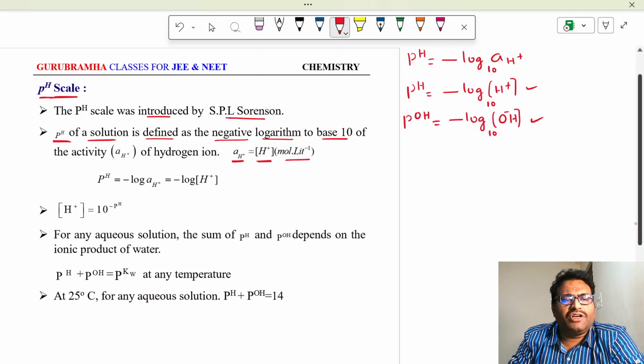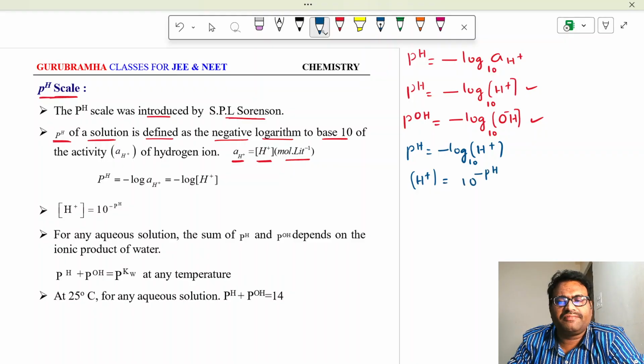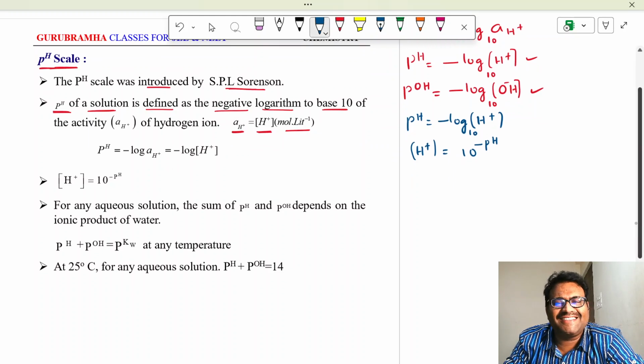Now, when pH is equal to minus log H plus ion concentration, base 10, what will be H plus? H plus can be written as 10 power minus pH. Can we write this? Is it possible to write? Let us see.